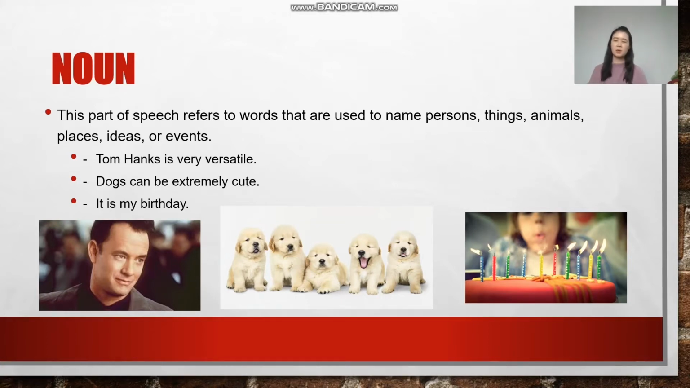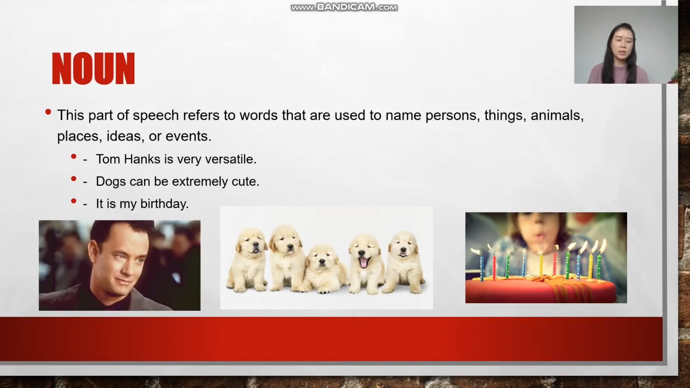Alright, let's see the first one. Tom Hanks. This is the noun, Tom Hanks. We are using Tom Hanks to name this guy. Okay, so that is the first function, that we can use the noun in order to name a person. Okay, and what about the next example? These cute dogs, right? And we need some word in order to address this cute animal. And we have the word dogs to name them. Okay, so we can use the word dogs to name these animals.